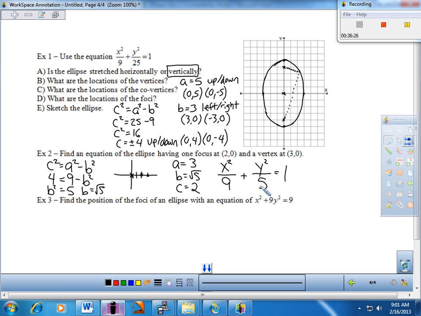Find the position of the foci of an ellipse with the equation. Now this is where it comes into play because we've been writing our equations nicely like this, and this is the standard form. But if we wrote it in a slightly different way, like this, does everyone see how close this is to the equation of a circle? The only major difference is that the circle would have just 2 of the same numbers out in front.